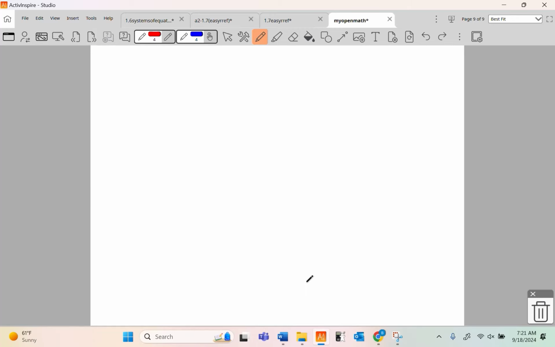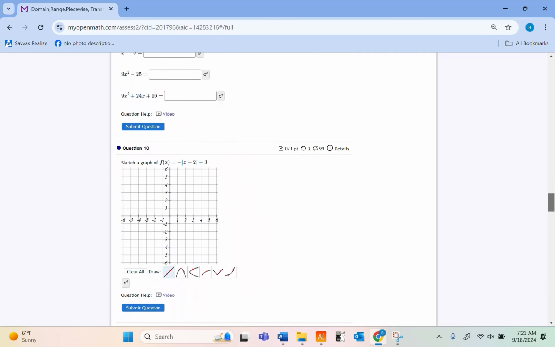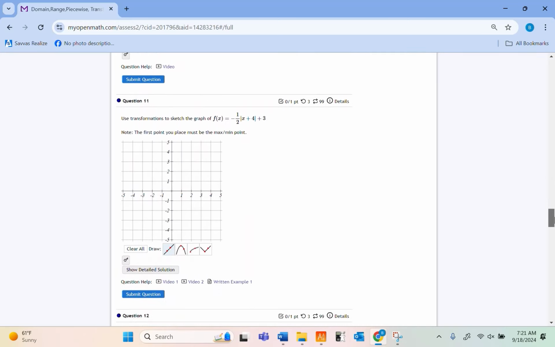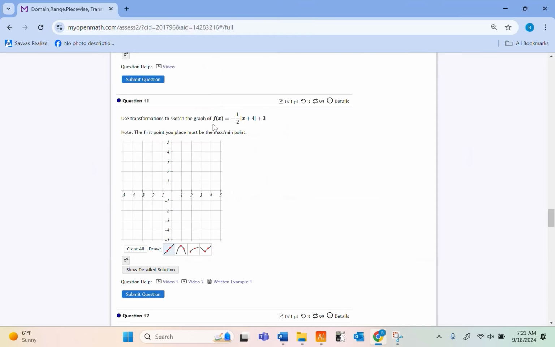It seems like for the rest of these notes, I decided I would just pull some examples from MYOPENMATH. So let's take a look at this one. This is 11. You're supposed to use transformations. Remember, what's inside is opposite. This is a left 4, up 3, and that's absolute value, which is a V. We have to go left 4, up 3.